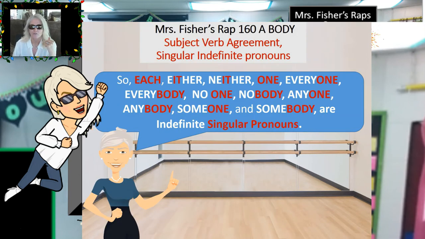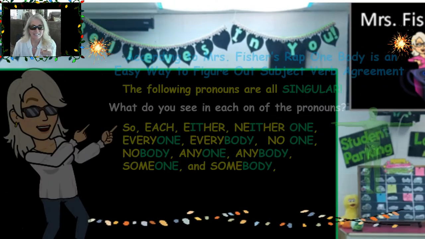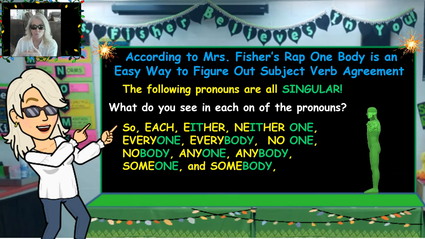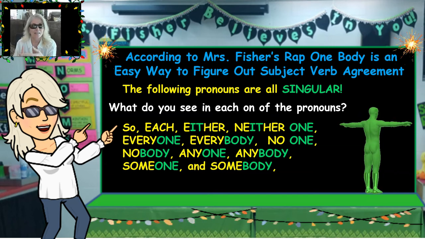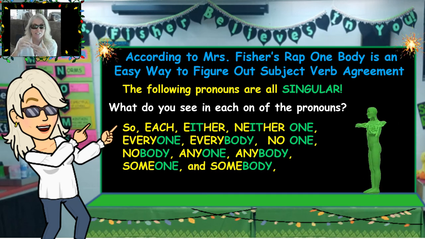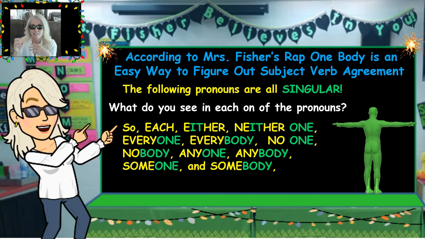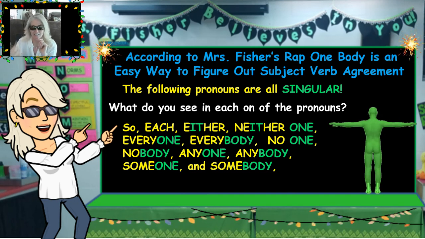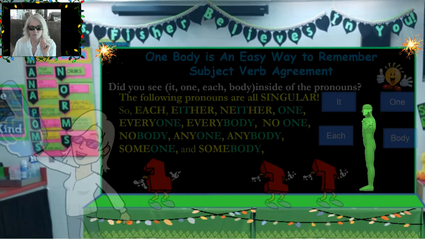All right. So, subject verb agreement, singular indefinite pronouns. That is such a great, clever trick. If you can just remember, each one of us has one body, and our body is an it. So we're going to call any pronoun with each, either, neither, everyone, everybody, someone, somebody, anyone, anybody, no one, nobody an it, and that's how we decide the verb to use.